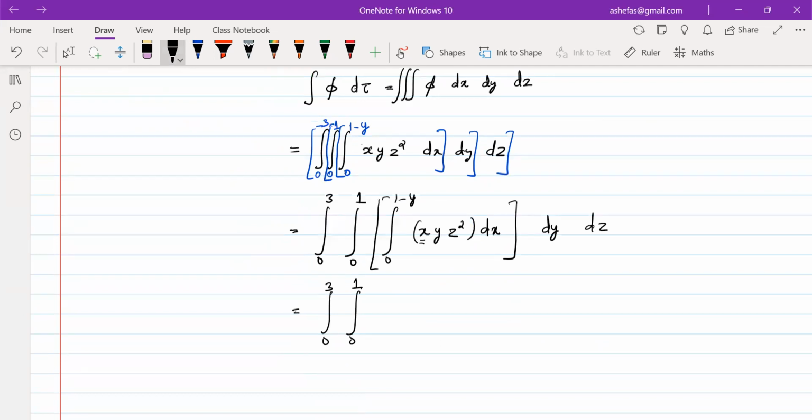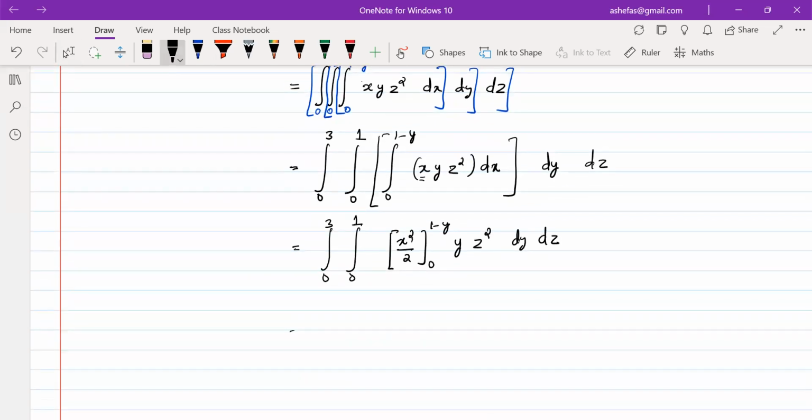So integral 0 to 3, integral 0 to 1. If we integrate x, it will be x square by 2, with the limit from 0 to 1 minus y. Then we have y and we have z square, dy dz. Integral 0 to 3, integral 0 to 1. Put the limit: 1 minus y, the whole square, times y times z square, dy dz, and 1 by 2 can be taken outside.